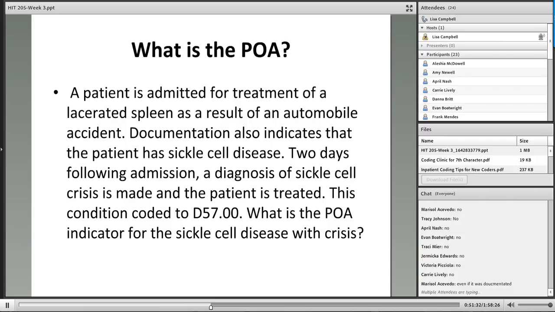You guys see why the guidelines are so important? It's not about what you think it should be. It's about what the guidelines say we should do. And that's one of the challenging parts about coding, is that you're like, well, that just doesn't make sense. But those are the rules.